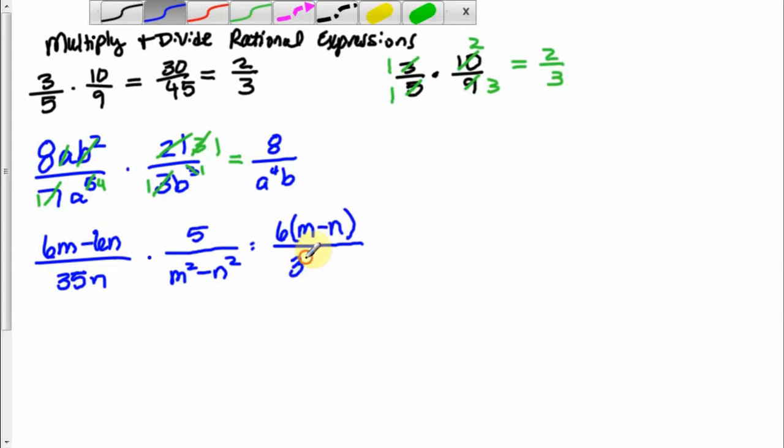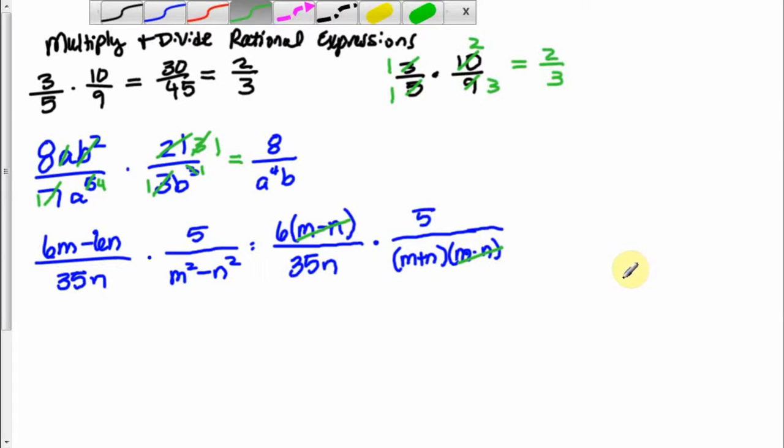And then you're going to write 35n right here times 5 over, this is special, difference of squares, perfect square minus perfect square. So it factors into the sum and difference of the square roots. So m plus n, m minus n. And then we can cancel any numerator with any denominator. So m minus n.